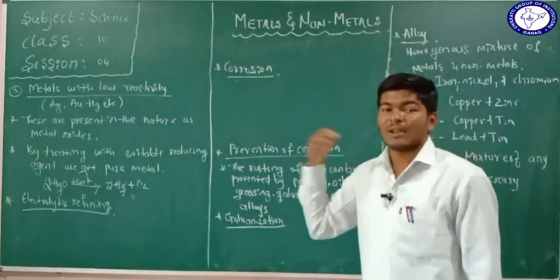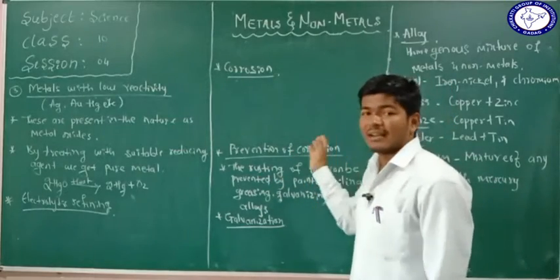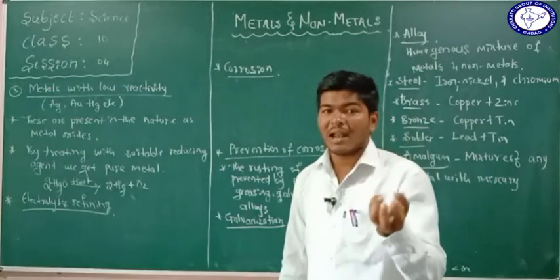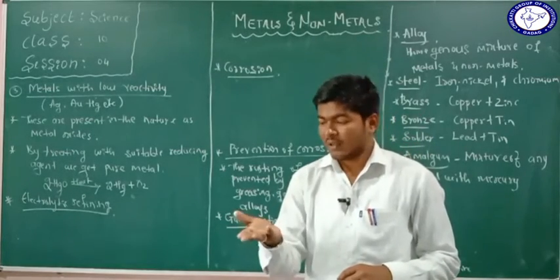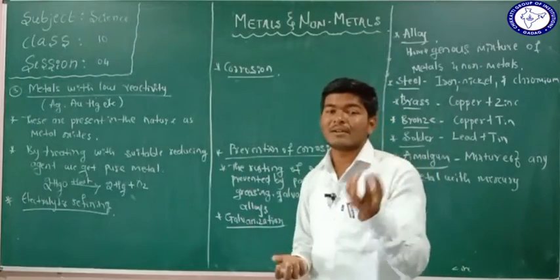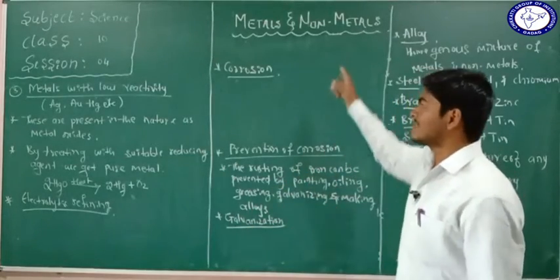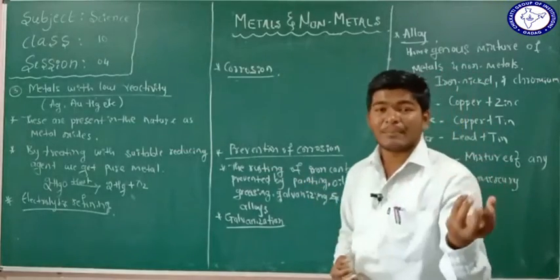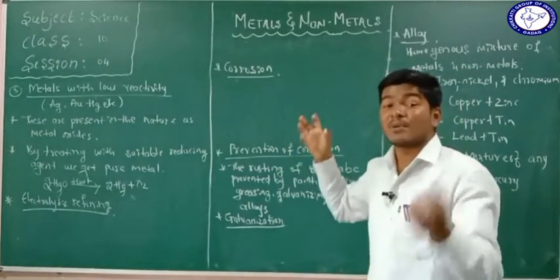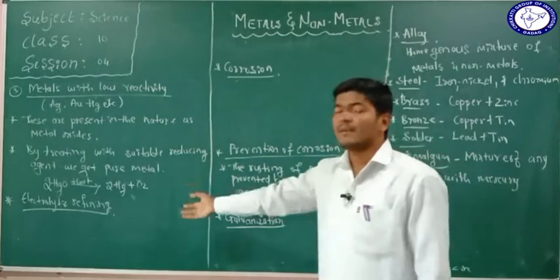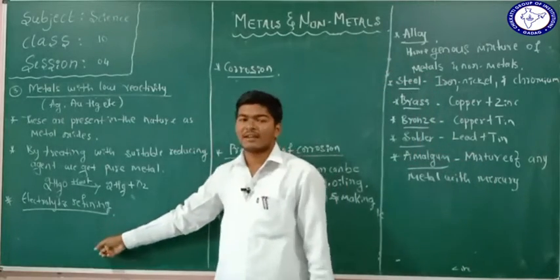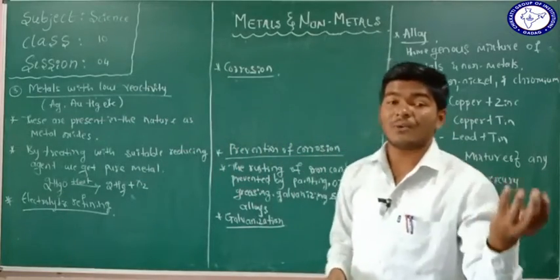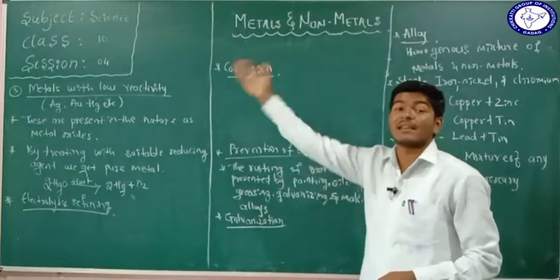When we pass the current through the molten electrolyte, the impurities present in the electrolyte are deposited at the bottom of the tumbler, and the pure metal present in the electrolyte is deposited at the cathode. So by removing the metal deposited at the cathode, we get very pure metal by electrolytic refining. So this is all about how we get the pure metal, or how we extract the metals from their respective ores.